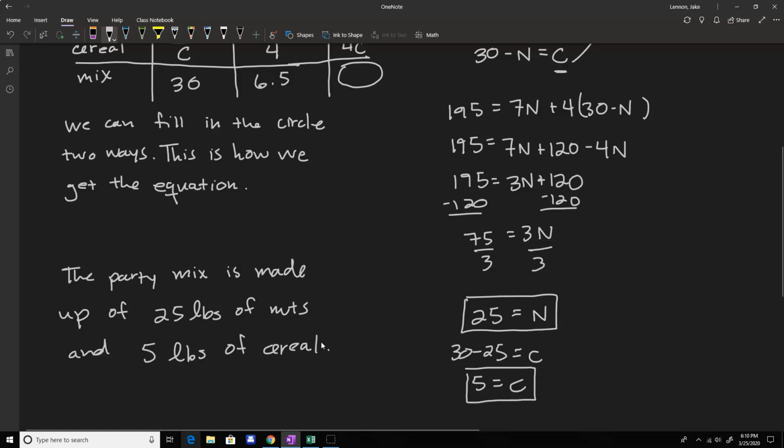So that's it for this problem. That was a little bit tricky, but we saw how we could involve a chart to help us solve that problem. So let's go ahead and move on to the next one.